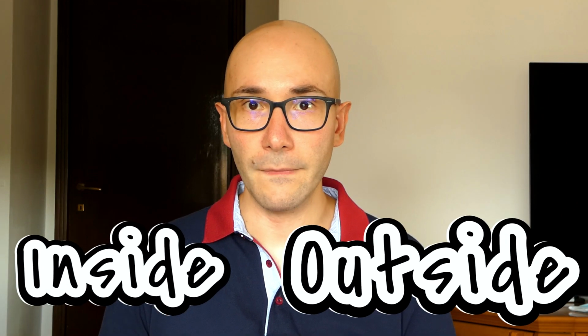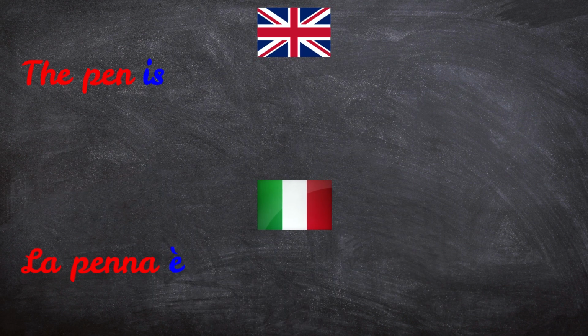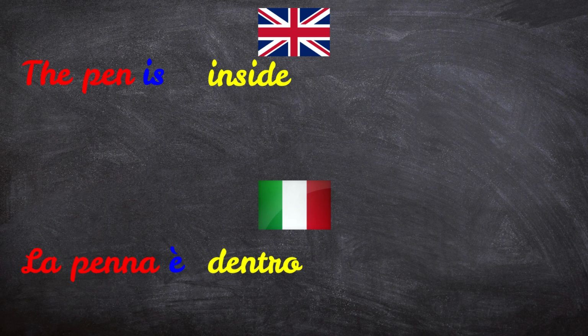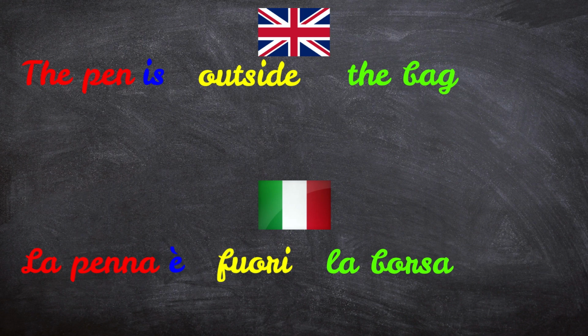Moving on, let's see the couple inside, outside: dentro e fuori. The pen is inside the bag. La penna è dentro la borsa. Or the pen is outside the bag. La penna è fuori la borsa. Luckily, inside and outside are very easy because the usage is very similar to English, and most importantly, inside and outside are not framed into prepositions.